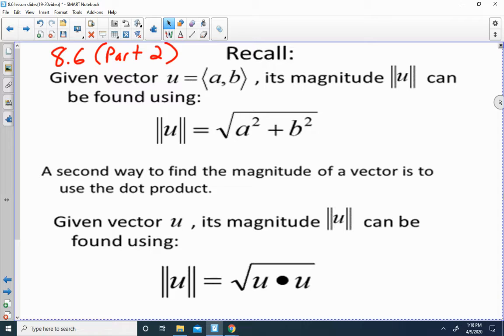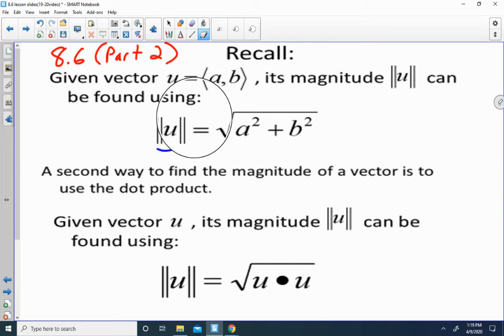First, let me refresh you on stuff. You will probably remember from last week, anytime we had to find the magnitude of a vector, or basically how long or how strong its force was, you had to use this formula. In other words, to find the magnitude of a vector, you had to do the square root of a squared plus b squared, where the a and the b came from your vector.